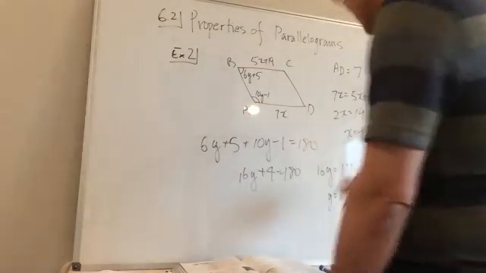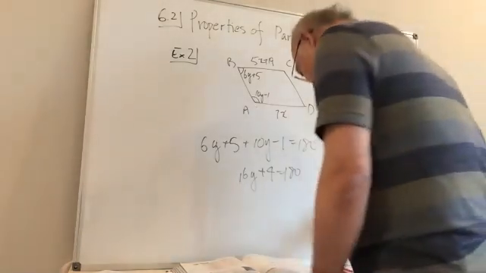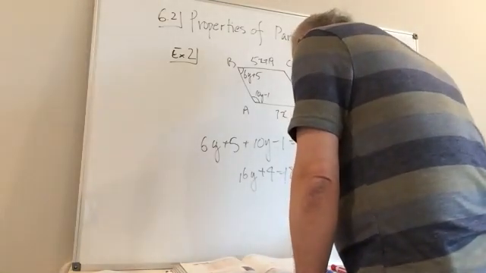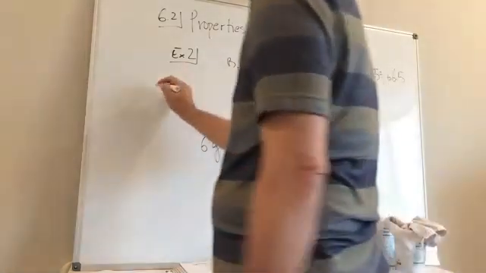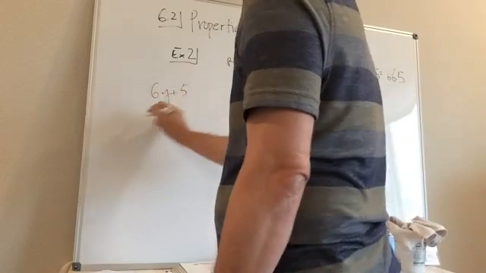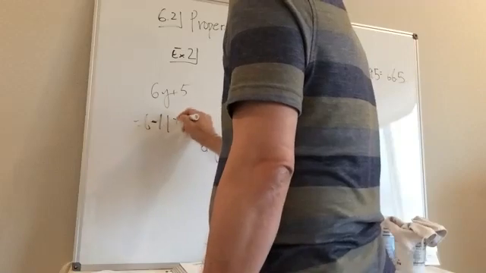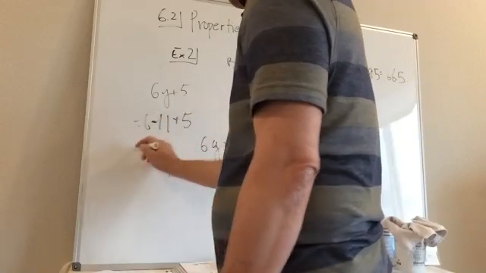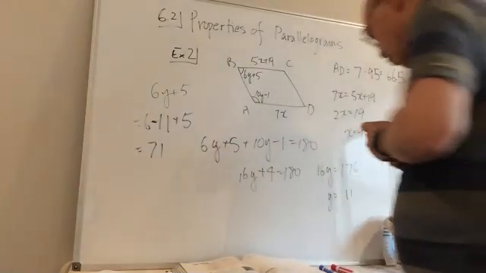But they didn't ask for y. What did they ask for? They asked for the angle B. And angle B is 6y plus 5. So 6 times 11 plus 5, 66 plus 5 is 71. So your answer is going to be 71 degrees, right?